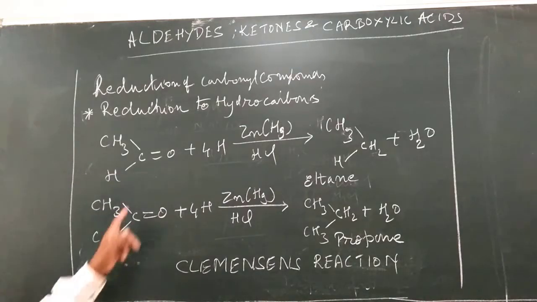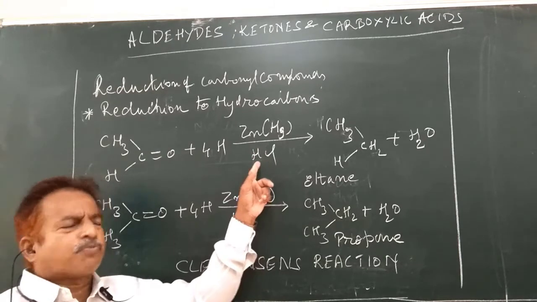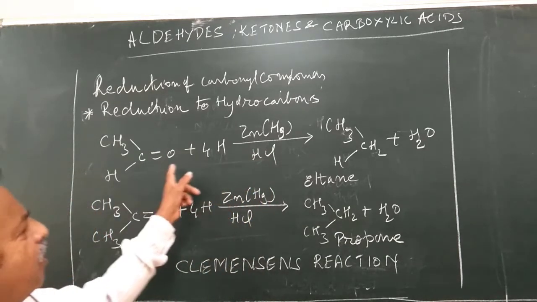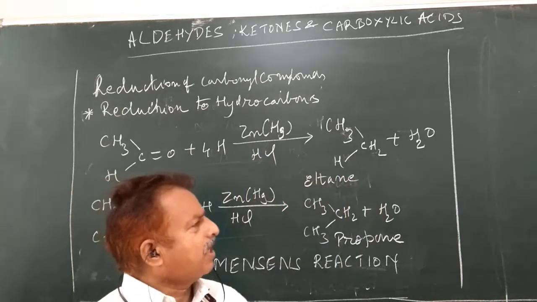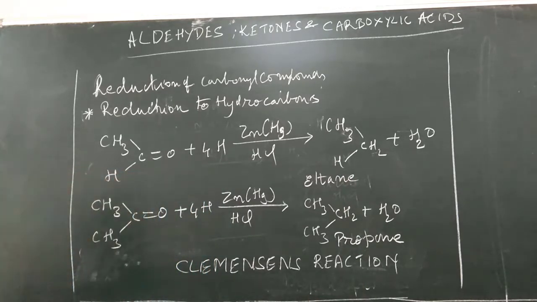So the reduction to hydrocarbons in the presence of zinc amalgam and hydrochloric acid, which produce nascent hydrogen, and of course the carbonyl group is reduced to alkane, and this reaction is referred as Clemmensen's reaction.